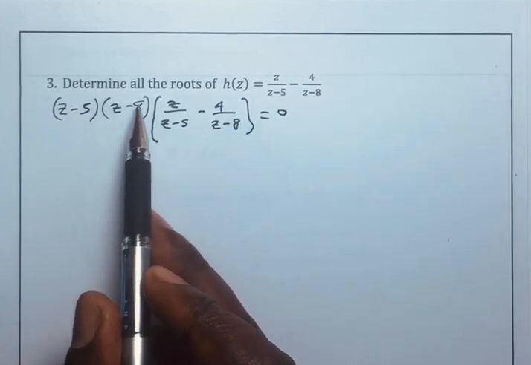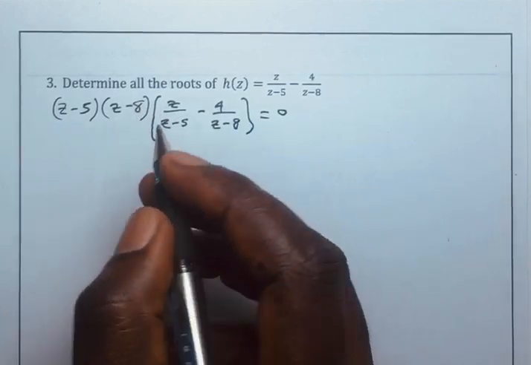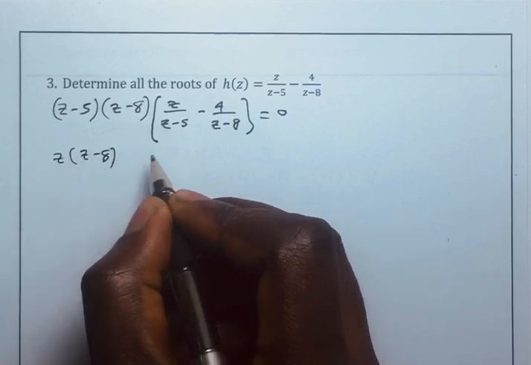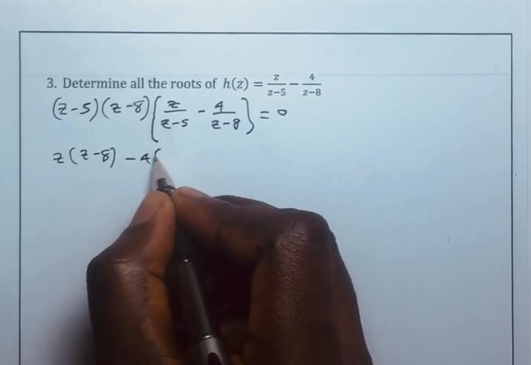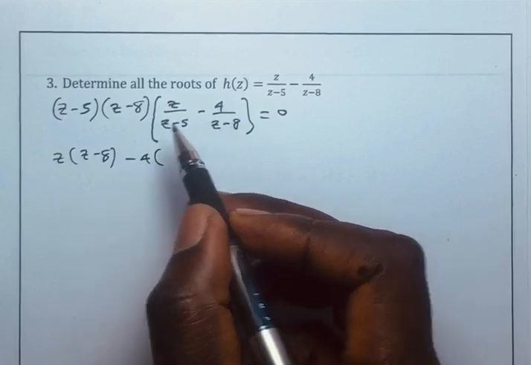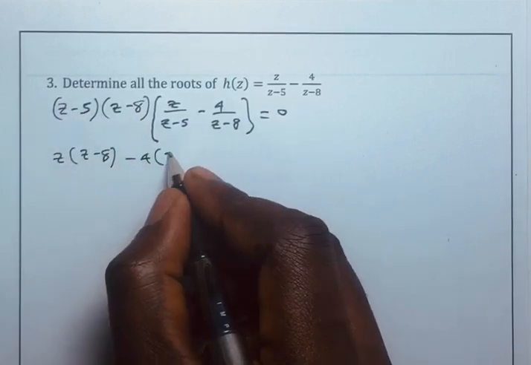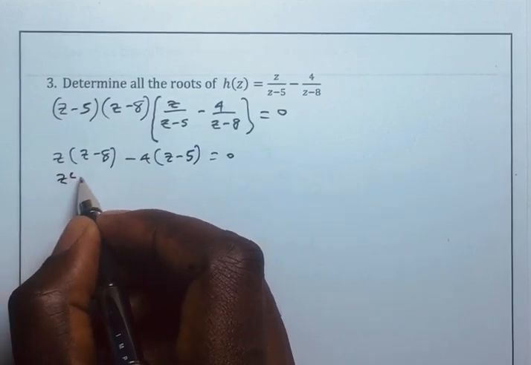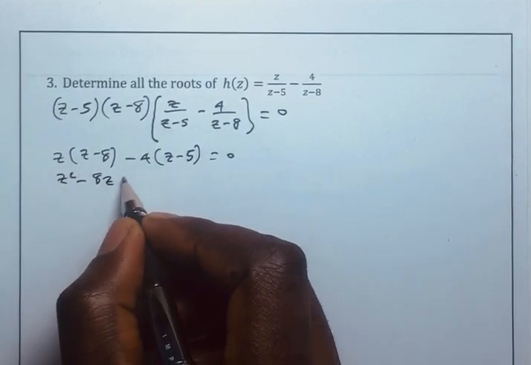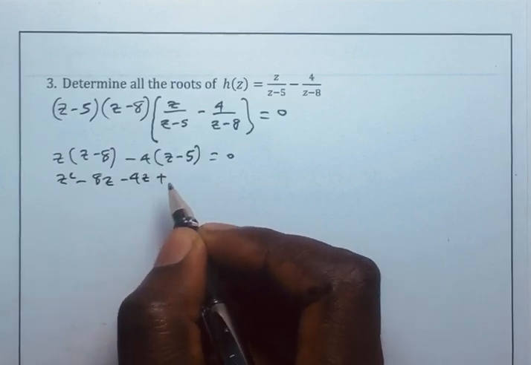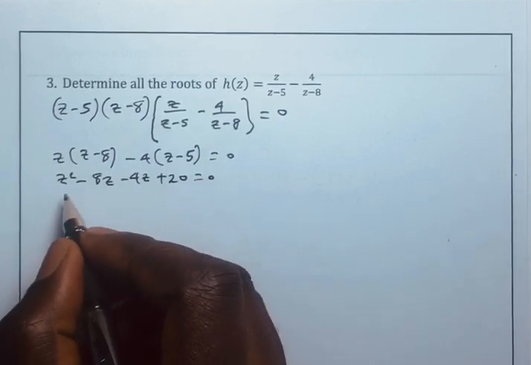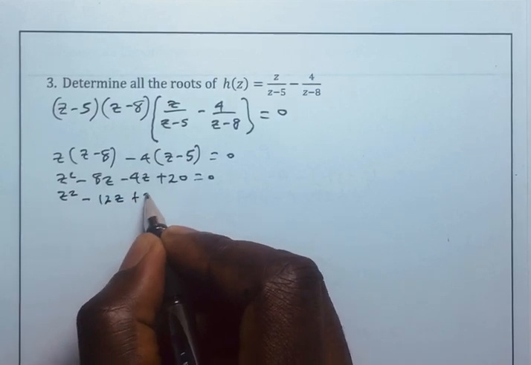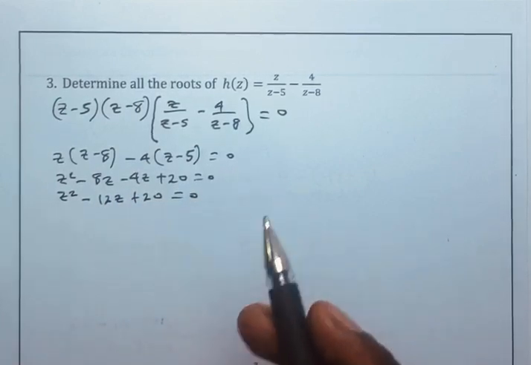If we multiply this by the first expression, we are going to have z(z - 8). Then by the second expression, you're going to have 4, because the z - 8 will cancel, so that we are left with (z - 5), and that is equal to 0. So we have z squared - 8z - 4z + 20 = 0, so that we have z squared - 12z + 20 = 0. So this is a quadratic equation.